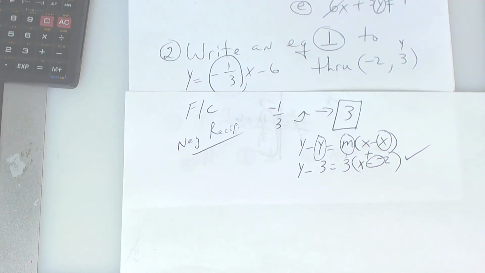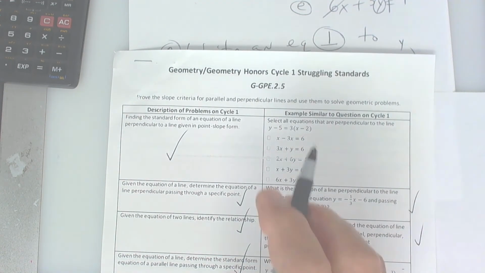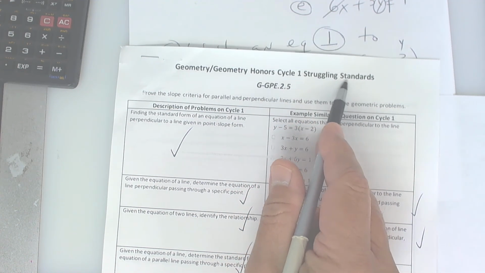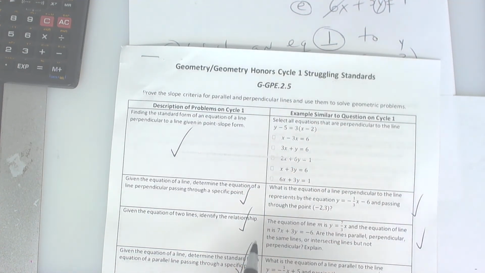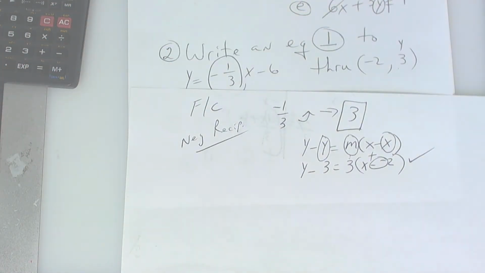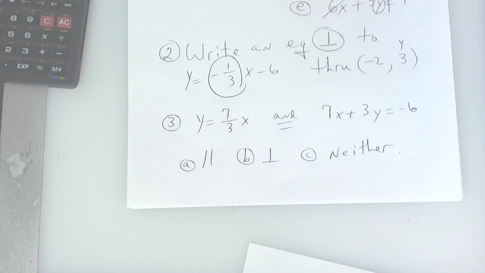Okay? Everybody with me? I'm not making this stuff up. Okay? I mean, I'll show you the paper. Look here. Geometry struggling students. That's what I see. These are the ones that kids had trouble with. And you can see it because some of you need it. All right, let's go on. We're done with that one.